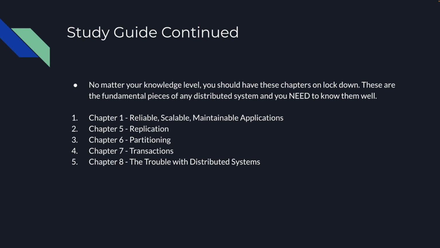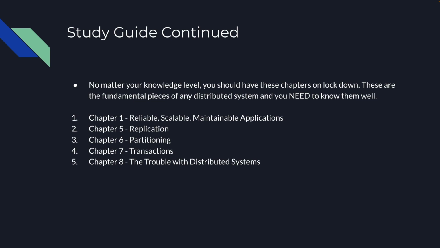These are the chapters that you definitely need to have on lockdown. These are going to be the fundamental pieces of any distributed systems, and you need to know them well. So chapter 1, reliable, scalable, and maintainable applications, basically knowing what those definitions are and why they're important when it comes to the context of any system.